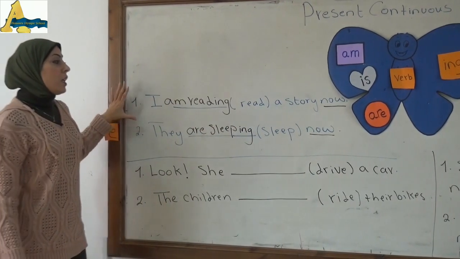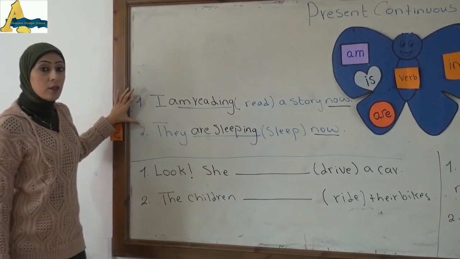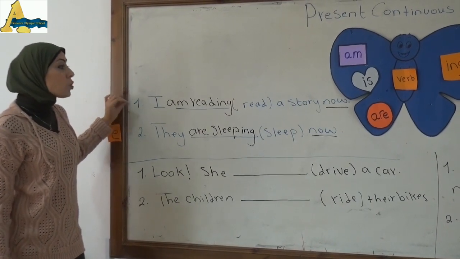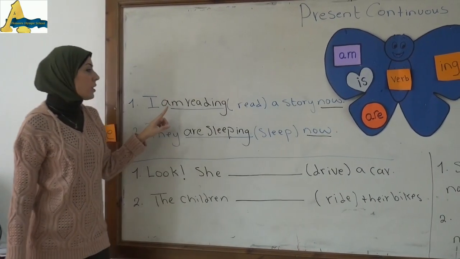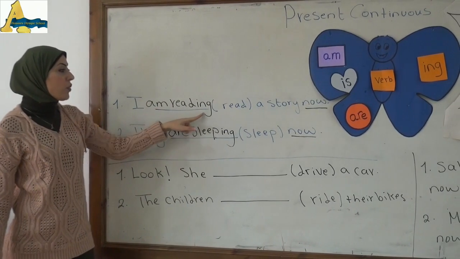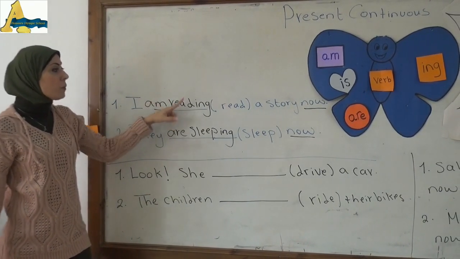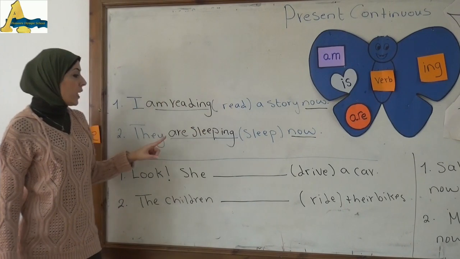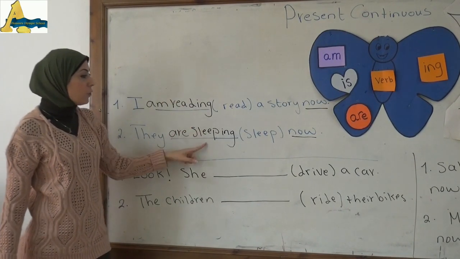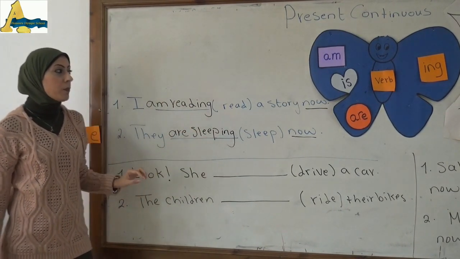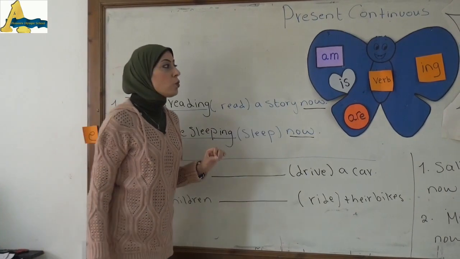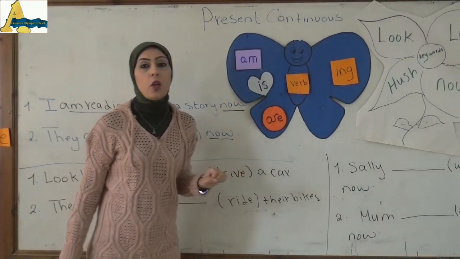So, after I finish these two sentences, I just want to make sure that I use the three parts. One, two, three. Am, and the verb, and the ing. Okay, and here, are, and the verb, and the ing. And then, I want to tell you something about our butterfly.